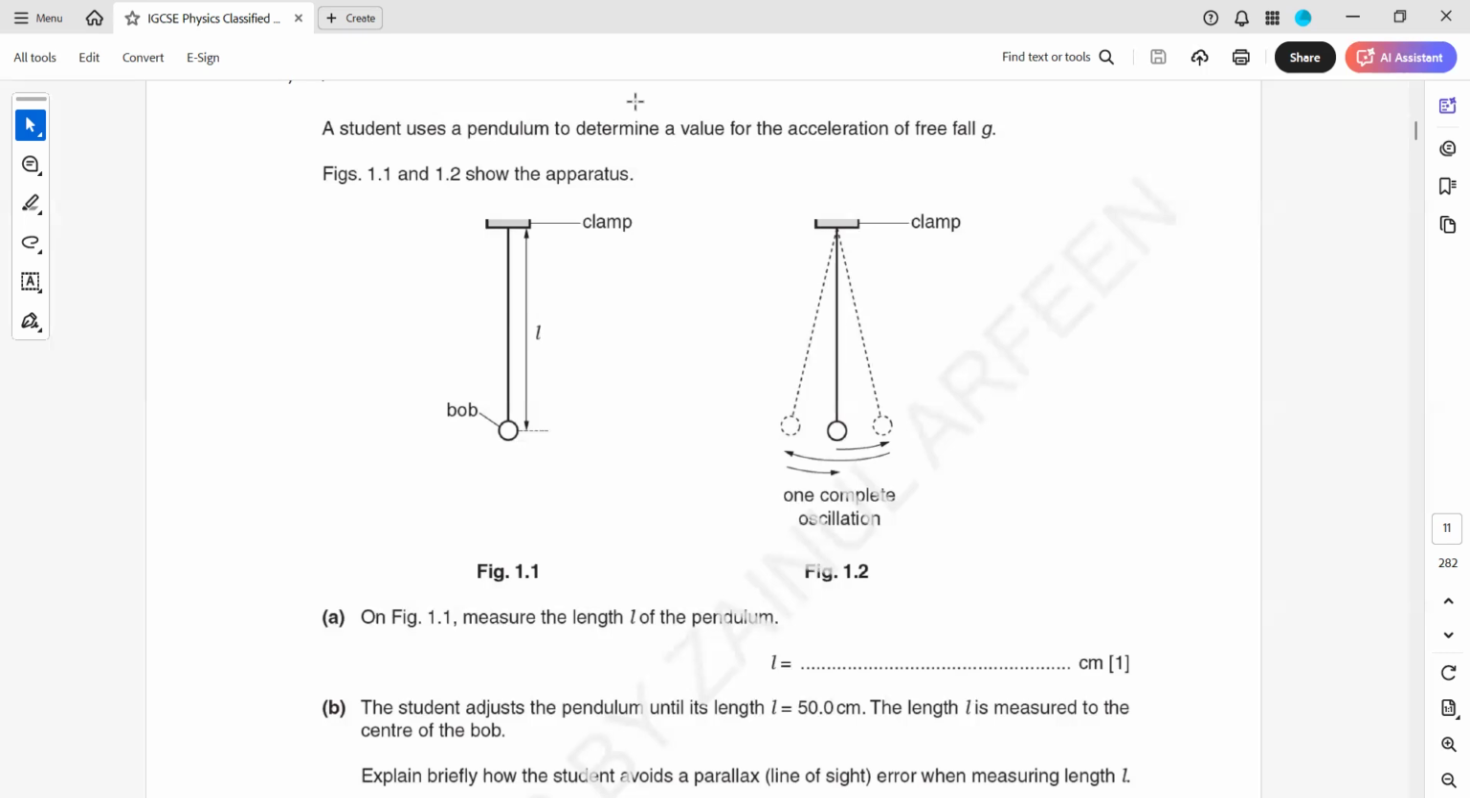Next, on Figure 1.1, measure the length of the pendulum. How can we measure the length of the pendulum? Look, in the question they mention on the figure, measure. So what will you do? On the base we will measure with the scale. Not a meter rule in the exam; you will have your ruler. Just place the scale beside and measure this length.